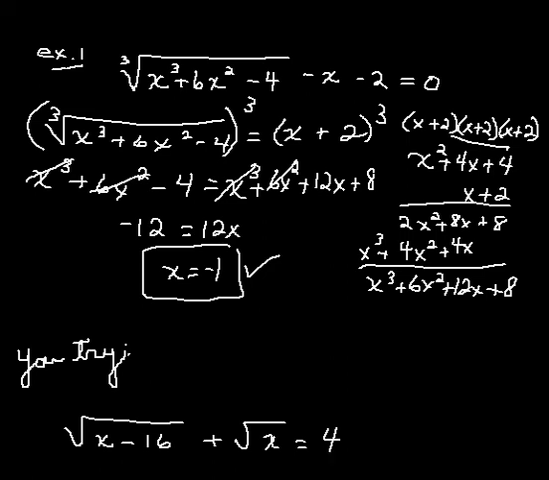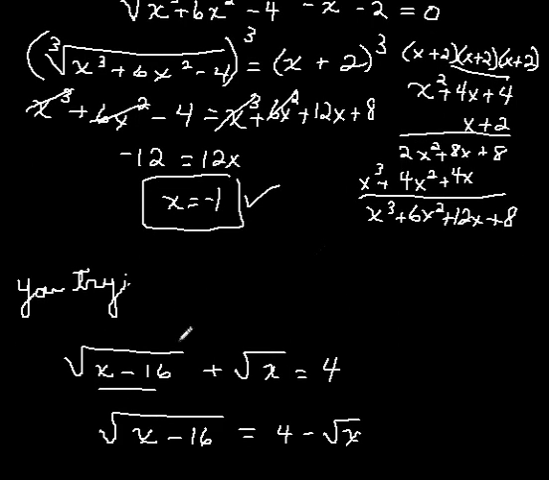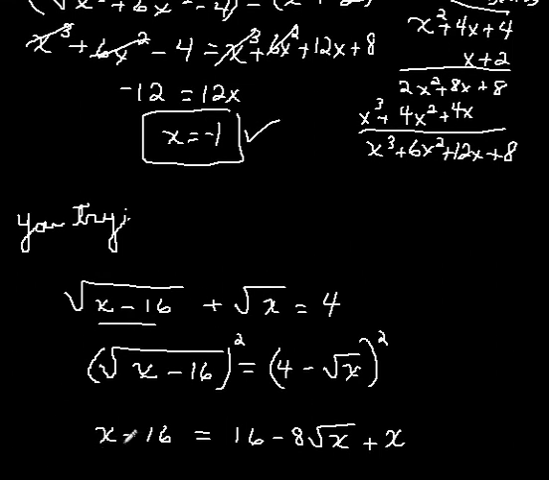Okay, hopefully you tried it, you didn't just wait for me to do the problem. So, first thing you want to do is isolate this radical, the bigger radical. So we're going to get it by itself by subtracting the other things away from it. And I did that already. I subtracted the square root of x. Then we're going to square both sides to free what's under the radical. And over on this side we have a binomial that we need to square. Square that, we get x minus 16 equals 16 minus 8 square root of x plus x.